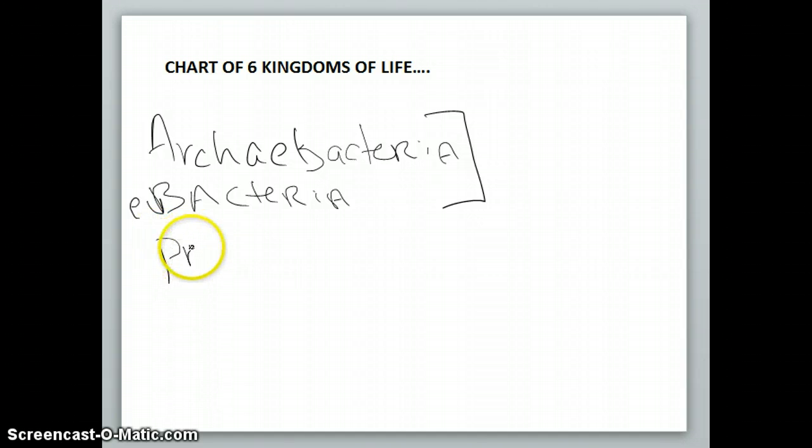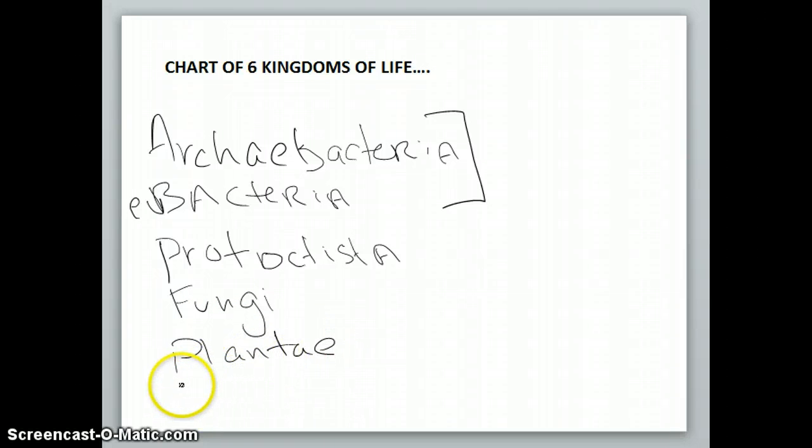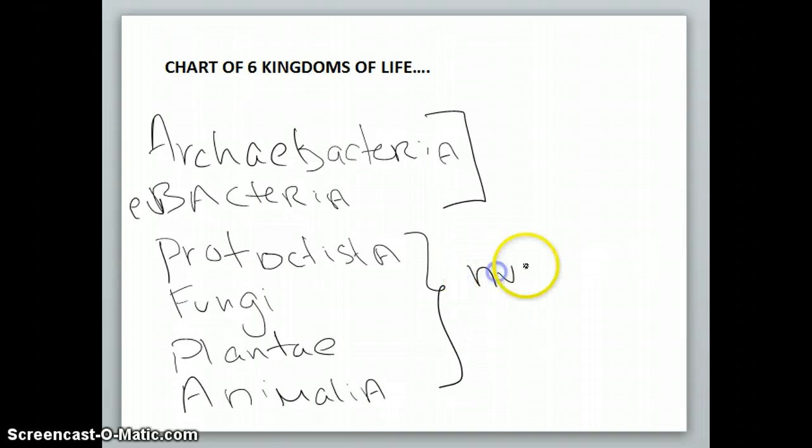And then we go into cells that have a true nucleus. The first kingdom here is Protoctista. Some people just call this the Protist kingdom. We have the fungi, and we have plants, Plantae, and we have Animalia. That's the one you're all familiar with. So these all have a true nucleus. Their DNA is enclosed in a nucleus.